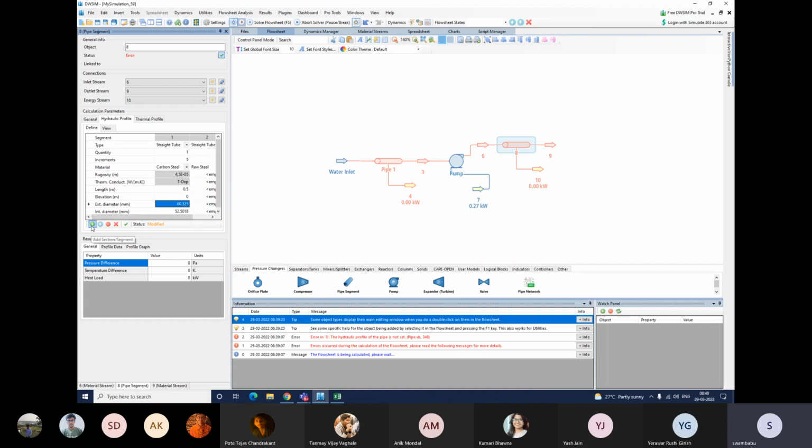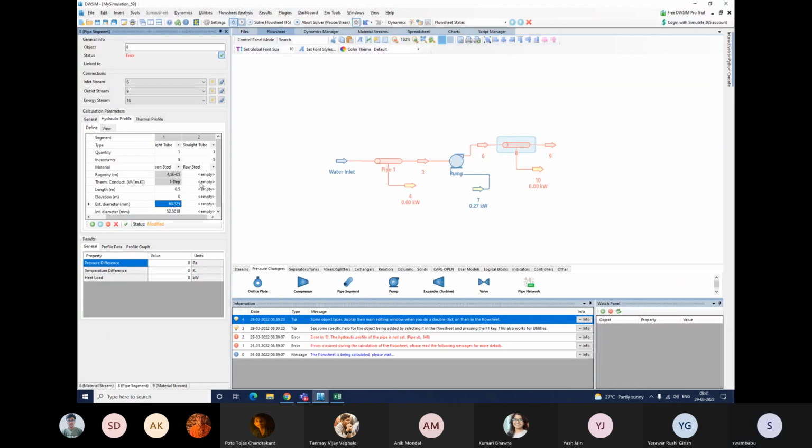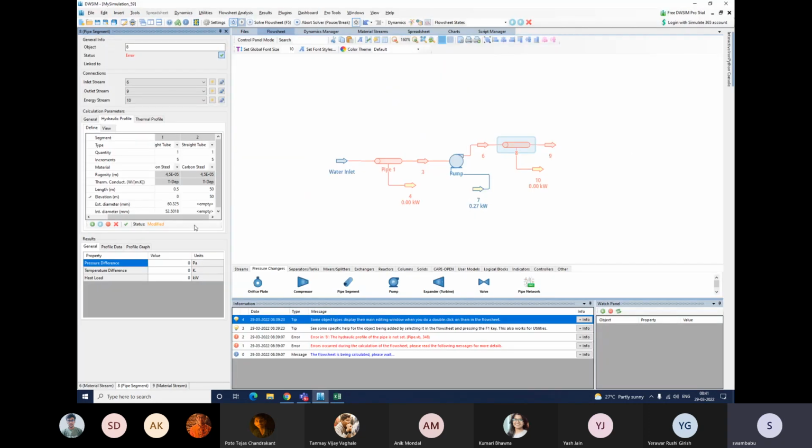Then we can add another segment. Multiple segments can be added. This is segment 2. This is again a straight pipe, but with an elevation of 50 meters. So I will again select carbon steel. The length is 50 meters. Elevation is also 50 meters because the height of this one is also 50 meters. You can see 50 meters is the elevation. Now again, we'll select the same thing, a 2-inch pipe with schedule number 40.